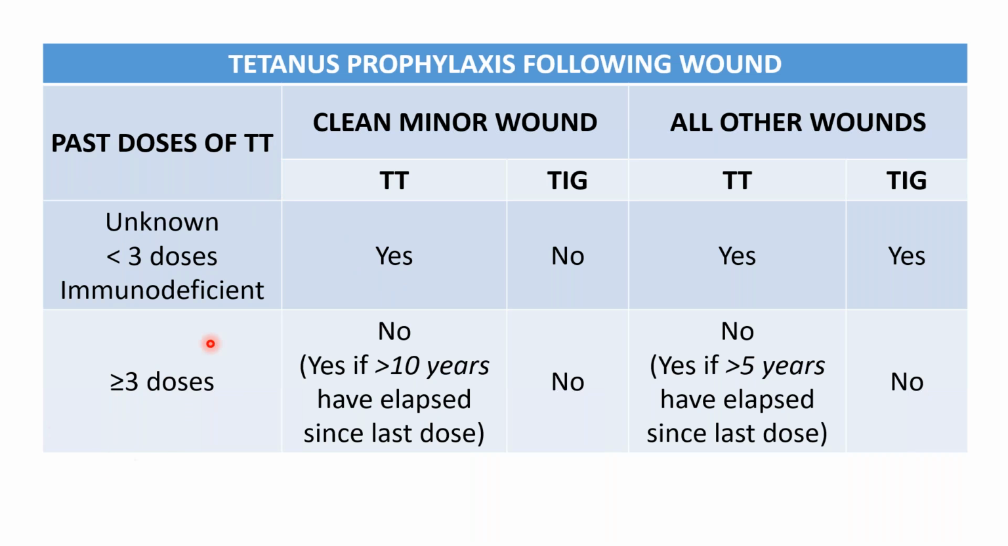But if the person has already received greater than or equal to 3 doses of tetanus containing vaccines, then a repeat dose of tetanus toxoid is not required, but it may be given if more than 10 years have elapsed since the last dose.